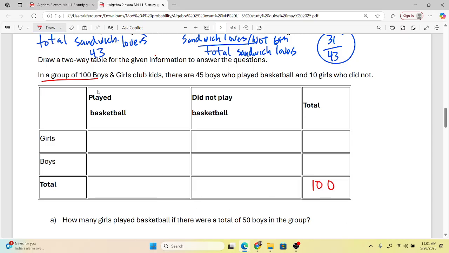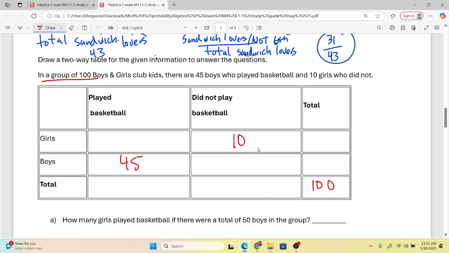So out of a group of 100, so that's how many I have total. There are 45 boys who play basketball. So play basketball and boys, 45. And then 10 girls who did not. So girls and did not play, 10.